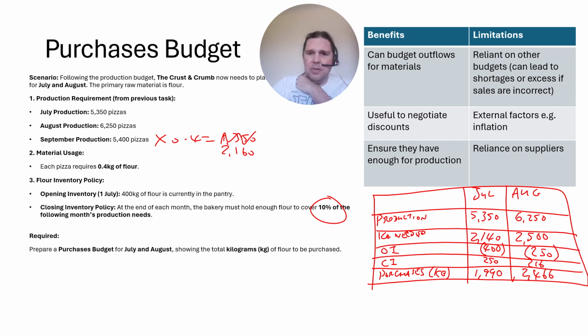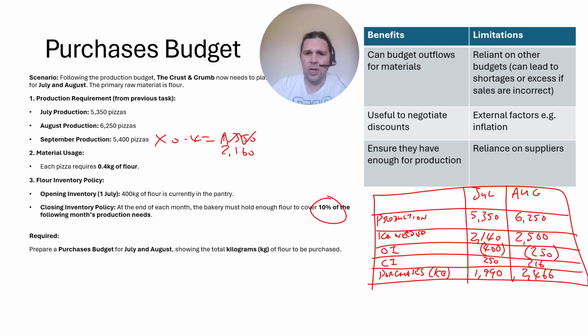So we need 10% of 6,250. If we do that times 0.4, it means we need 2,500 kilos, so we need 250 kilos of closing inventory. If we then look at July's, we've got 2,140 kilos that we need. We've got 250 kilograms of closing inventory we need to produce. We had 400 kilos to begin the month with. So actually, we don't need to purchase as much as we would think. We only need to purchase 1,990 kilos.